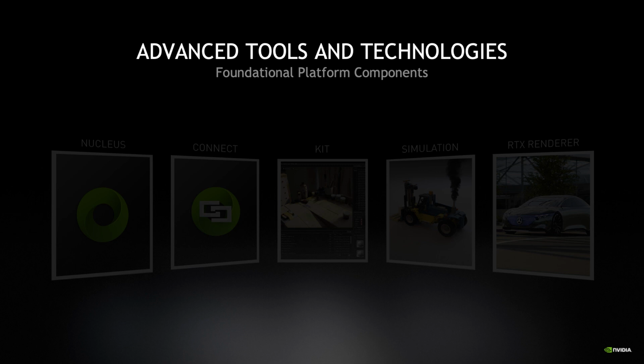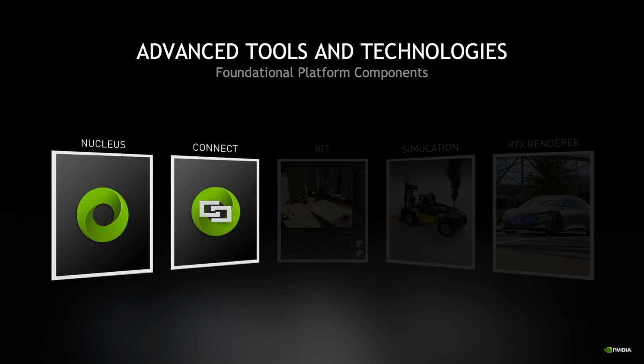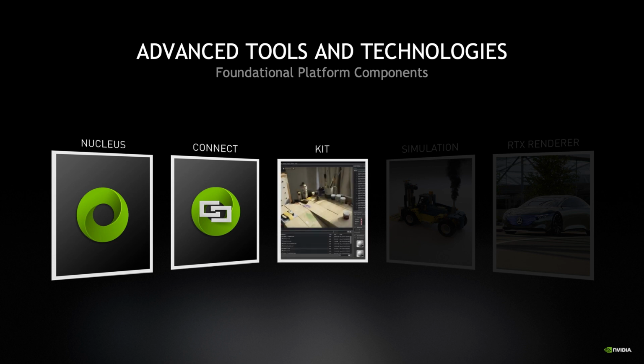From left to right, we have the Nucleus platform. This is the collaboration engine that enables you to store USD files and collaborate on them in real time. Connect is the division that looks after all of the portals that connect applications that you already know and use into the Omniverse world. I'll go back to Kit in a second.